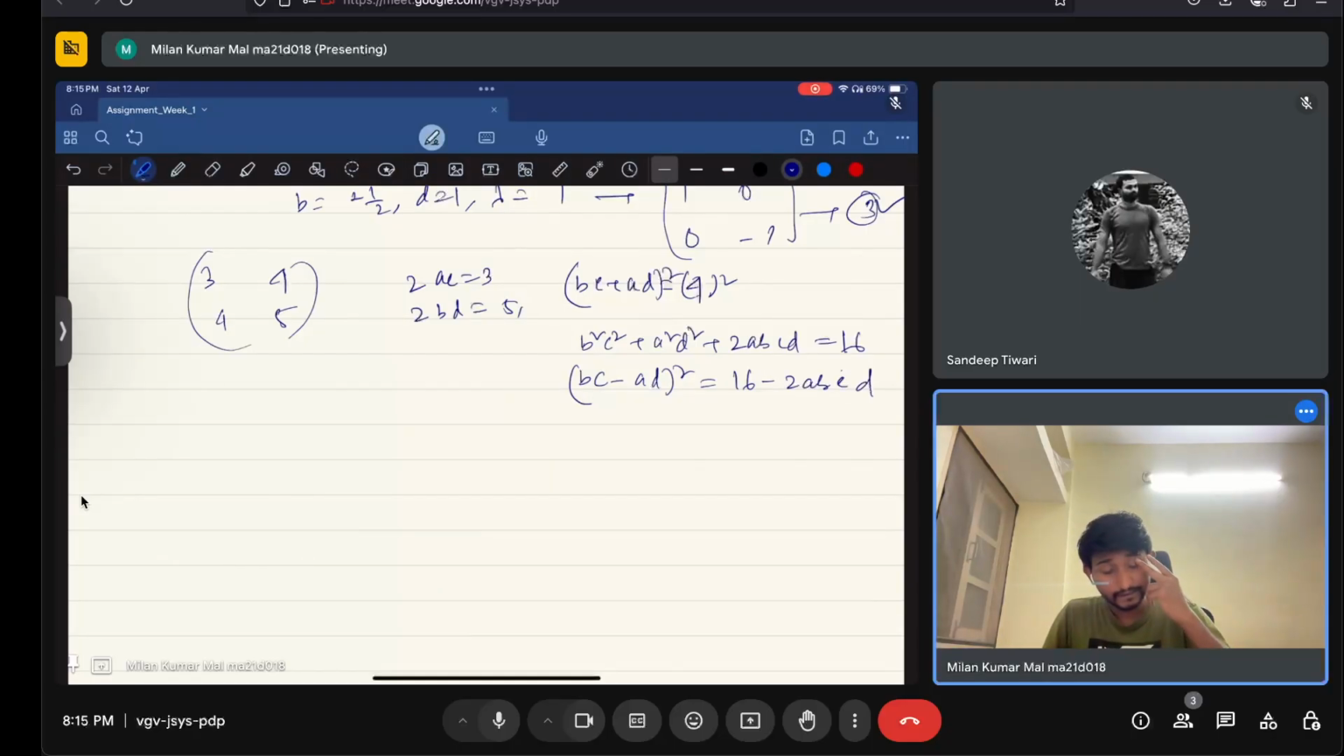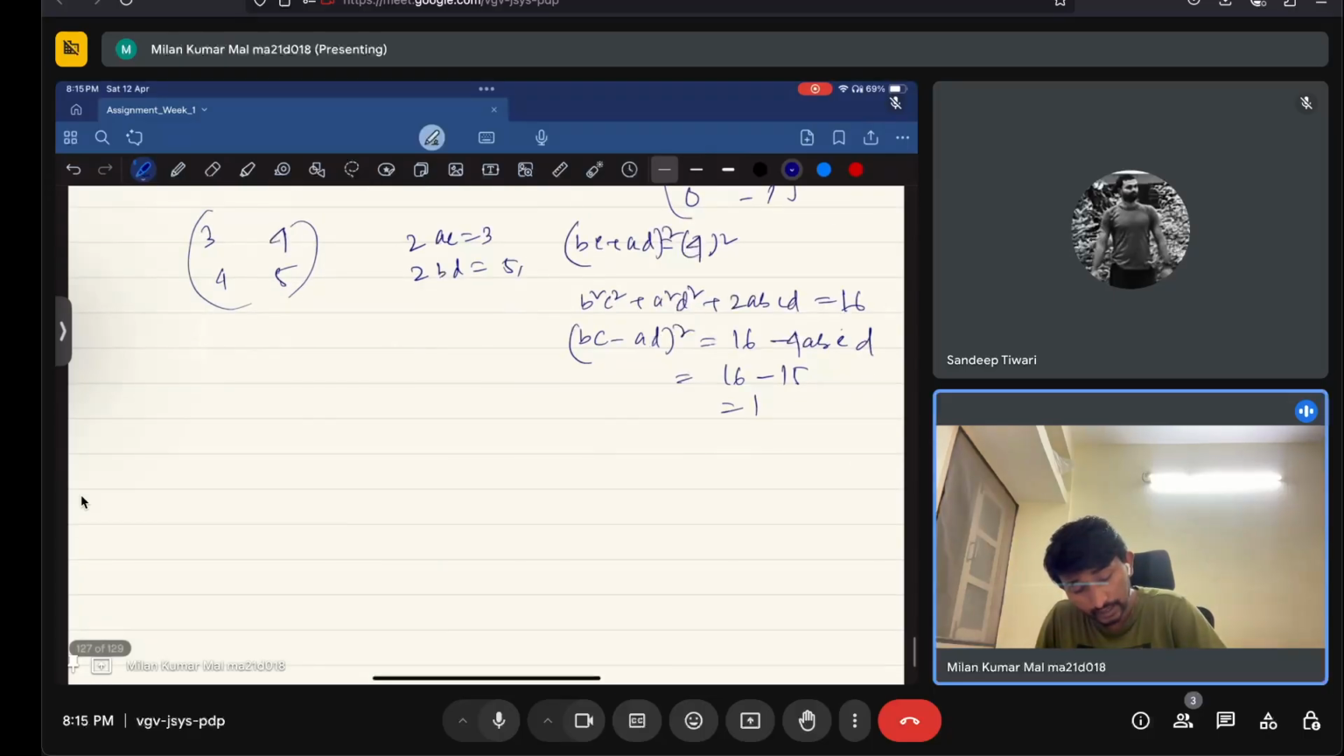2ABCD. No, plus 2ABCD. Okay, minus 4, minus 4ABCD, that will be 16, 2AC, 2BD, that will be minus 15, that is 1. So therefore we will get BC minus AD equals plus or minus 1. So once we have BC plus AD equals 4, whether this situation has a solution or not is what I am trying to solve.